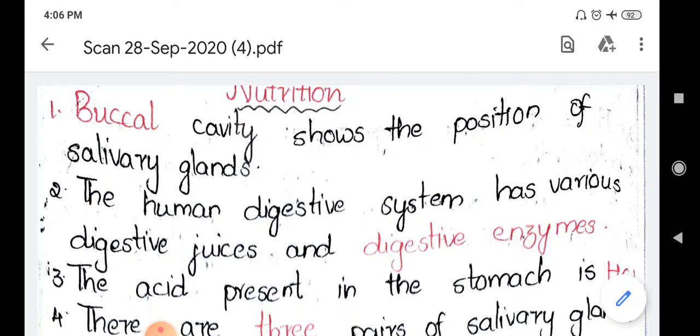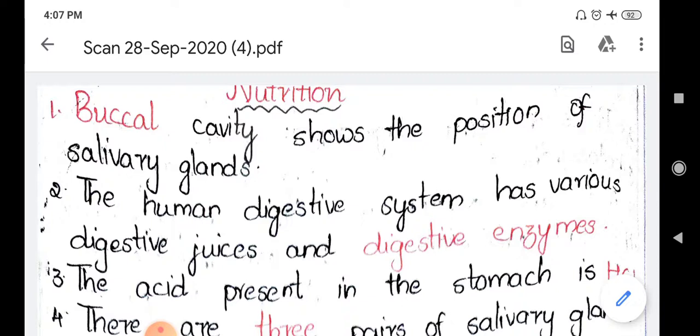The next bit is: the human digestive system has various types of digestive juices and digestive enzymes. Here the human digestive system has various types of digestive juices, like small intestinal juices and pancreatic juices, and enzymes like amylase, peptidase, trypsin. Like that, a number of enzymes are there. So along with the digestive juices, some digestive enzymes are also there.